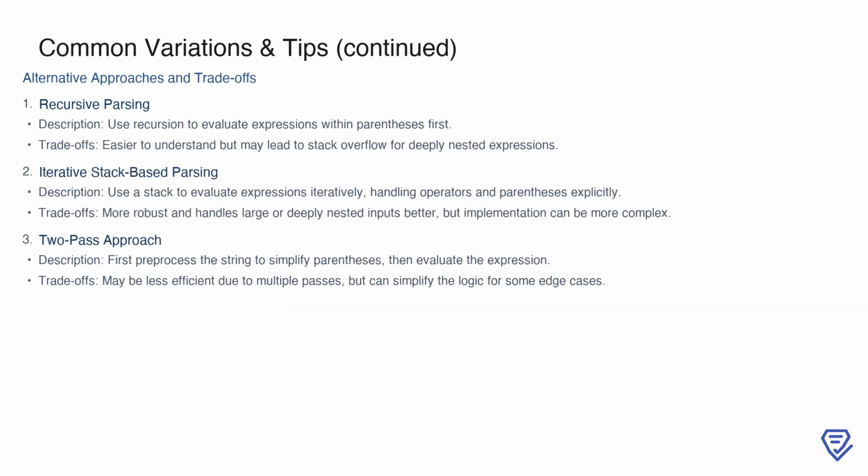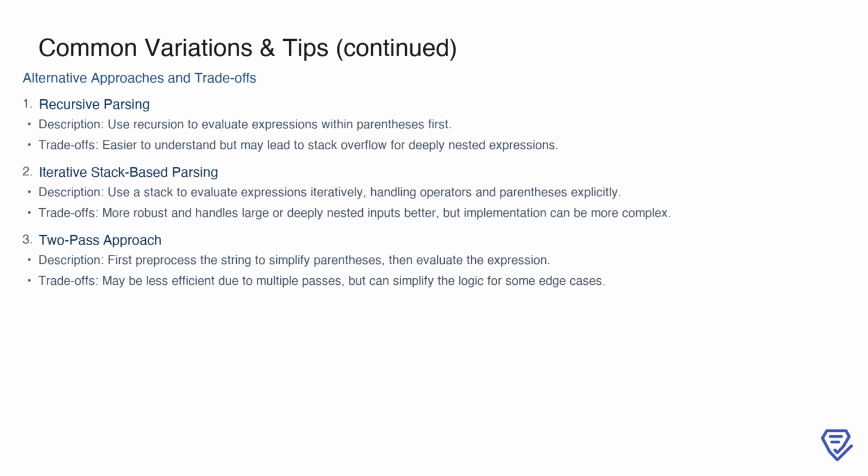Lastly, let's explore some alternative approaches and their trade-offs. One option is recursive parsing, where you evaluate expressions within parentheses first. While this method is intuitive and easy to follow, it has limitations, such as stack overflow when dealing with deeply nested inputs. Another approach is iterative stack-based parsing. Here, you use a stack to explicitly handle operators and parentheses. This method is more robust, especially for large or deeply nested inputs, but its implementation can be more complex.